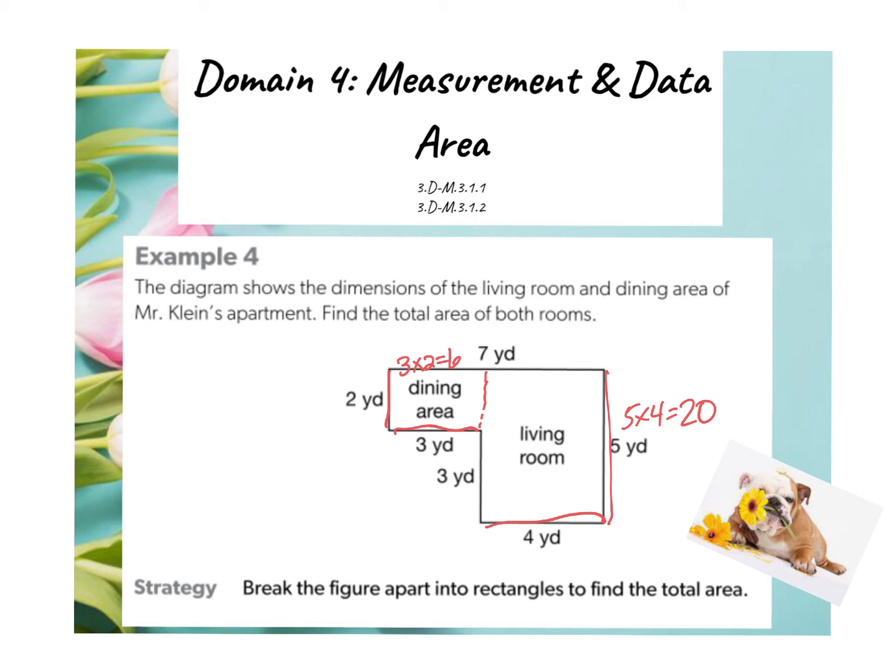Now notice I did not use this because this one is only 3 right here. And notice that I did not use this right here because that one's 7, and that's for the whole distance. So we only want the distance from here and here, and then here and here. Once we find the area of those 2 rectangles, we would simply add it up. So 3 times 2, which is 6, plus 5 times 4, which is 20. I would add that up to give me 26 square yards.